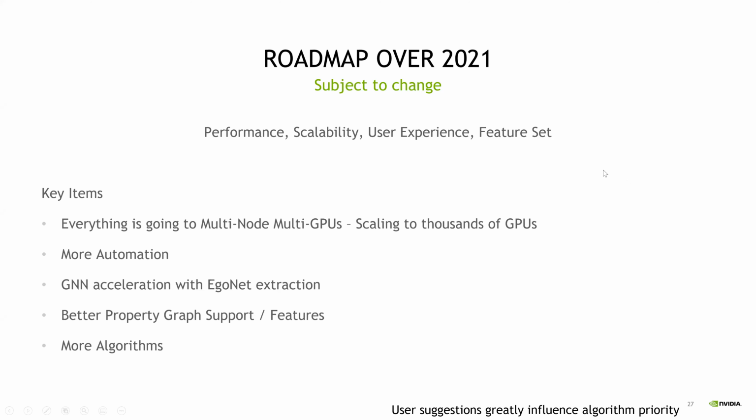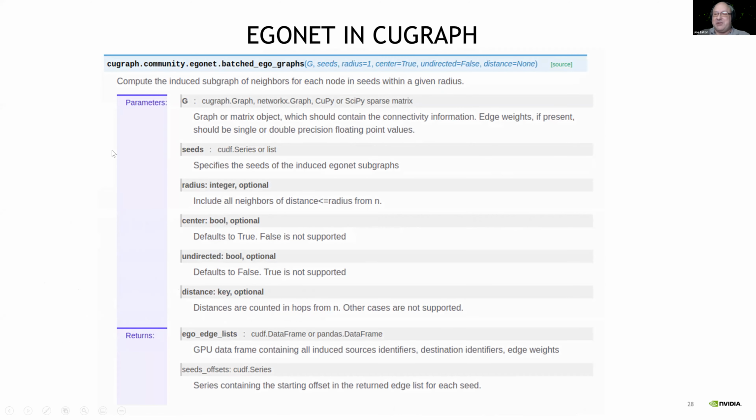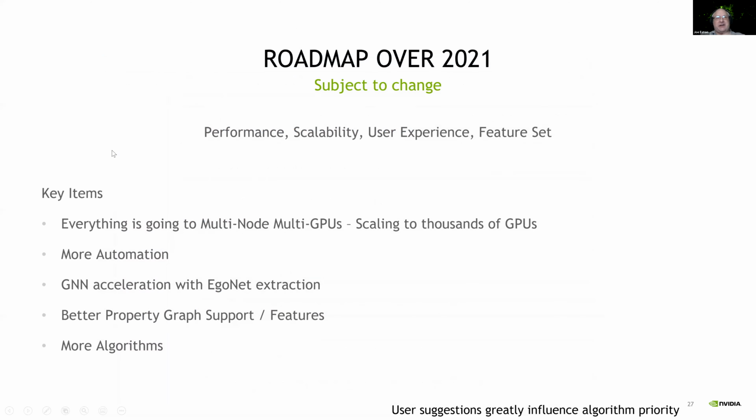All right, thank you. Let me go back one. So GNN acceleration, we have some features in EgoNet I'll talk about in the next slide. EgoNet extraction is extracting a set of subgraphs for each vertex. And this is a key step in training or inferencing using graph neural networks. So we're actually adding an EgoNet extraction feature specifically to accelerate graph neural networks.